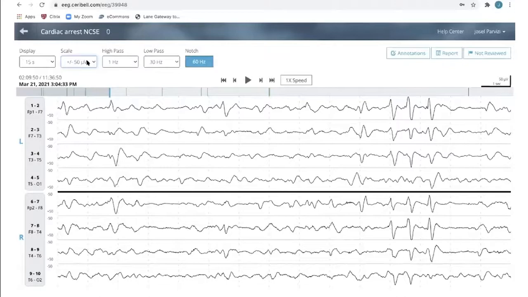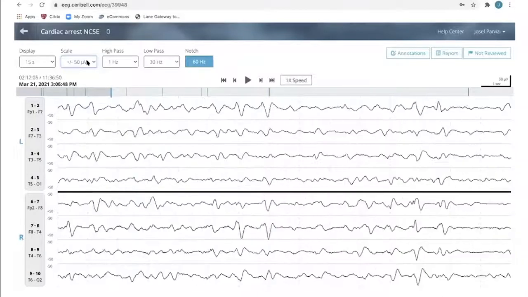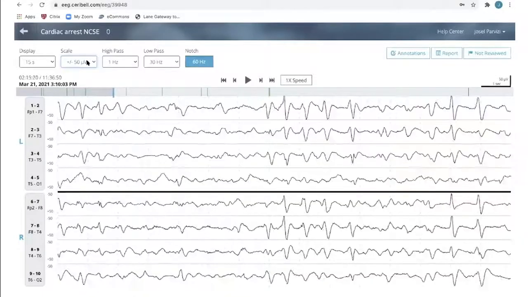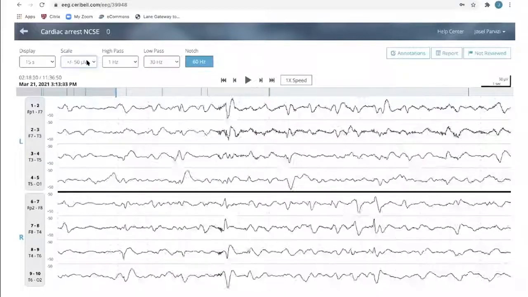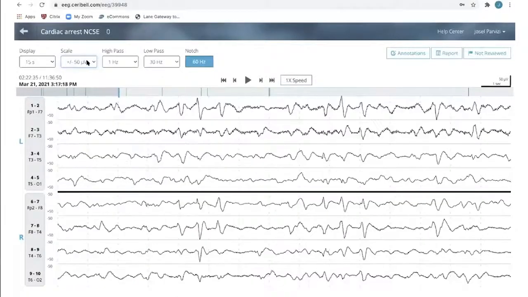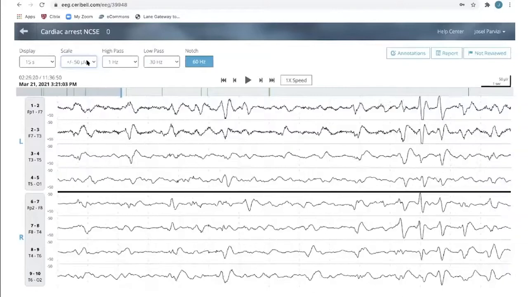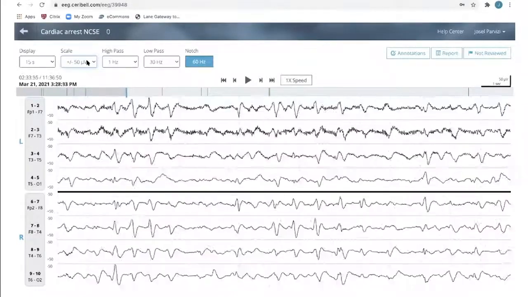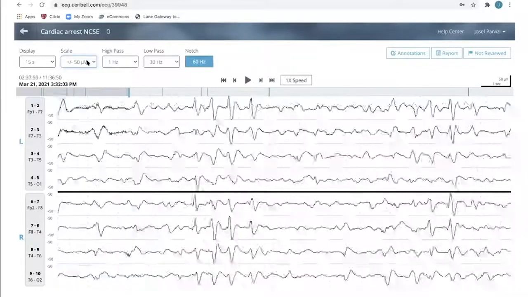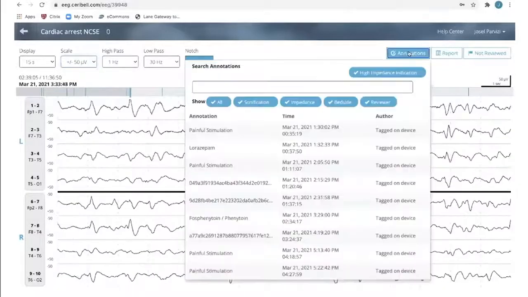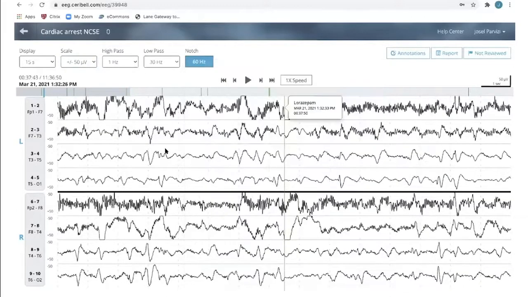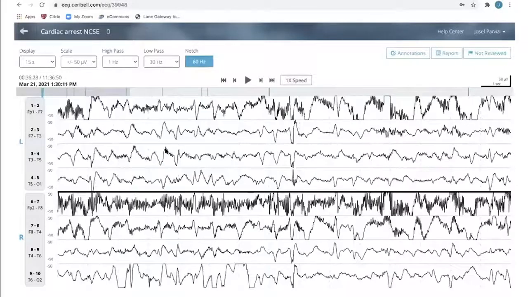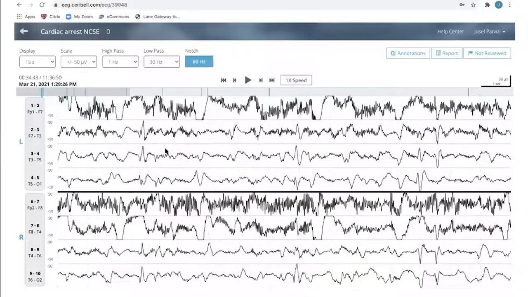Right. There you're seeing a burst of about 3 hertz. It's not clearly continuous, but it never goes away for any clear period of time. And then if you go check on the annotations, okay, lorazepam was given here. Okay, so let me go back from the time of lorazepam.